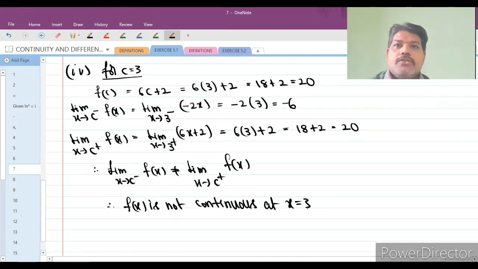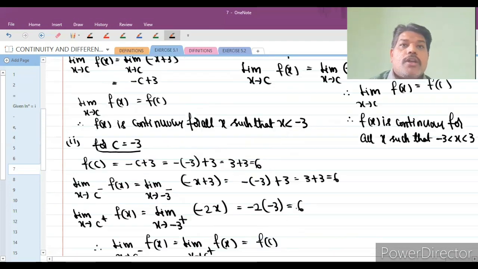Do you understand, students? So see that one. For x is equal to 3, f of c value is 20, and the left hand limit is minus 6, and the right hand limit is 20. So limit x tending to c minus f of x is not equal to limit x tending to c plus f of x. So that means f of x is not continuous at x is equal to 3.